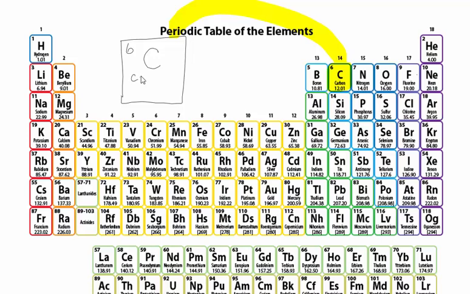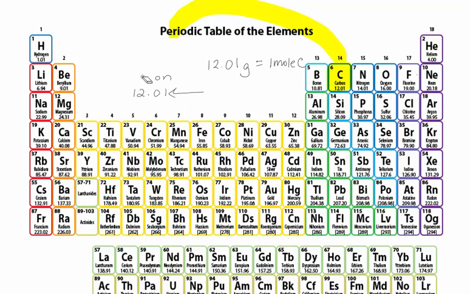Then on this periodic table, it writes out the name of the element, and then there's another number. This number down here is called the atomic mass. That is the mass of 1 mole of atoms of that element. So for carbon, 1 mole of carbon is 12.01 grams of carbon. That's what the numbers mean in the rectangles.